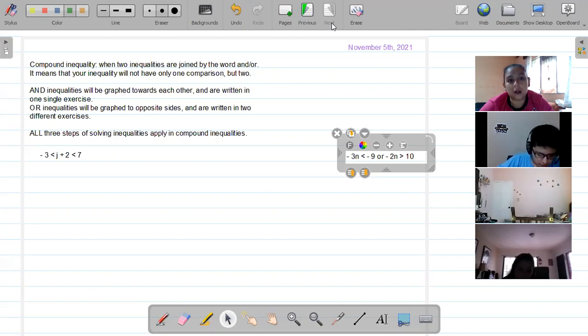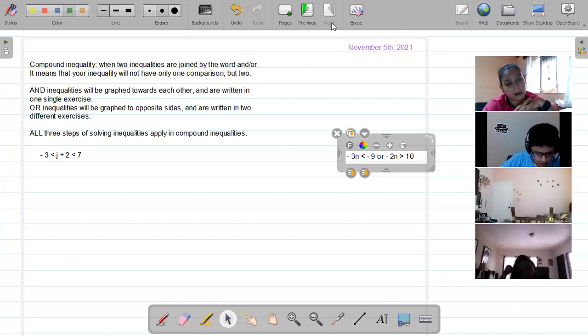It means that your inequality will not have only one comparison between two values, but you're going to have two comparisons between more values, okay? We will have two types of compound inequalities, like I said at the beginning, and inequalities and or inequalities. And inequalities are basically two inequalities in one same exercise, and we are going to graph them towards each other. We're going to graph them from the number that we got to the number that we got in between, okay? And like I said, they're written in one single exercise.